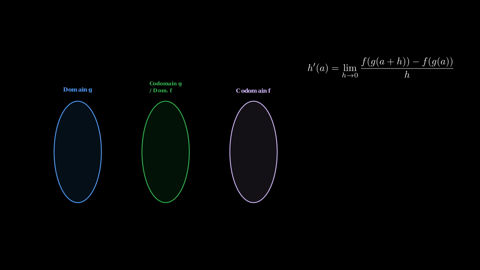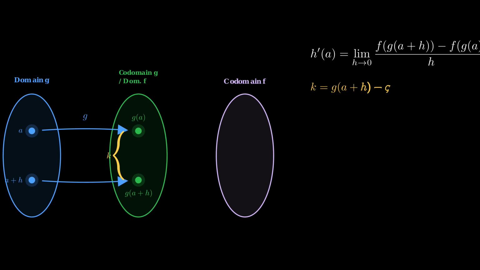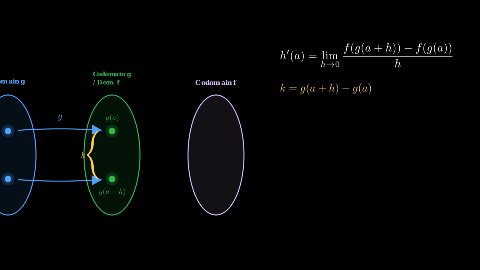We want to study how the entire system responds when the original input, a, undergoes a very small change h. Let's visualize this process. In the first set, we have input and its increment. By applying the function g, these transform into g of a and g of a plus h. We will call the difference between these two intermediate values k. Thus, we define k as the intermediate increment generated by the inner function g.